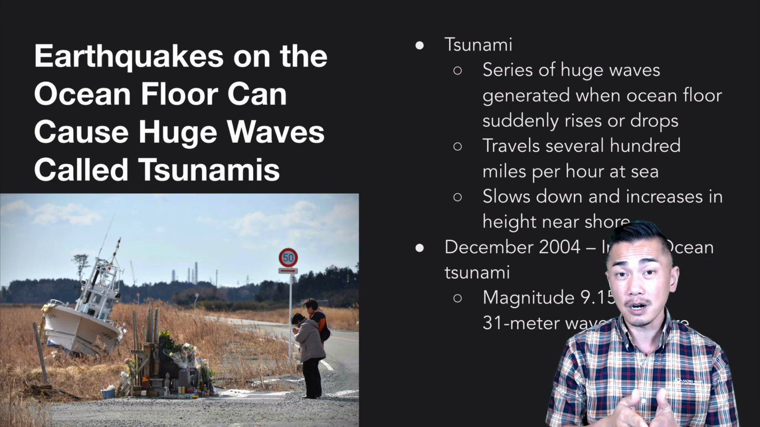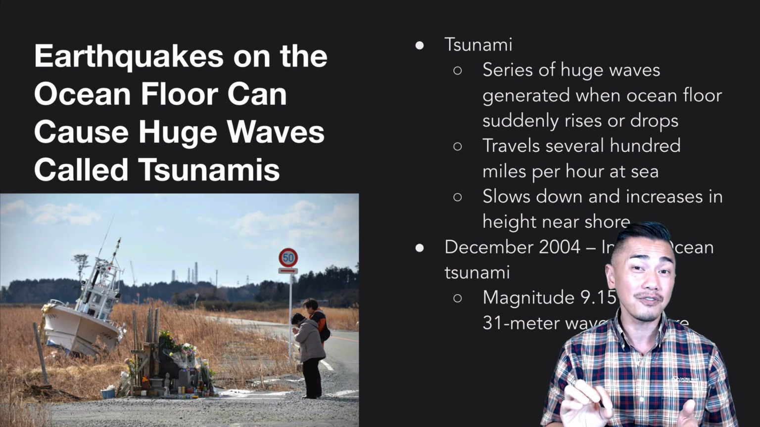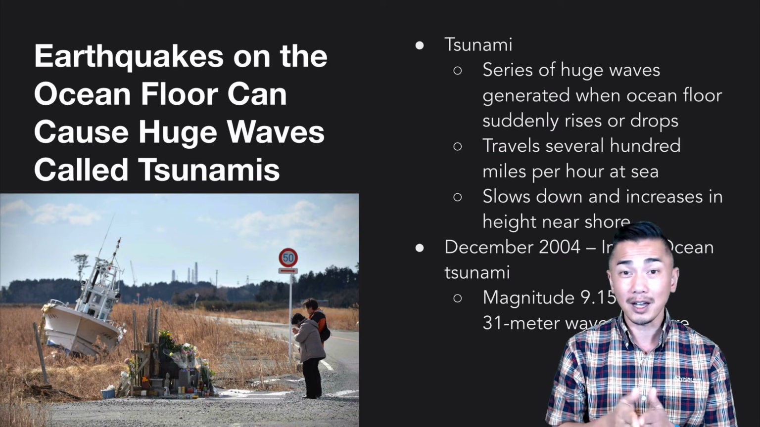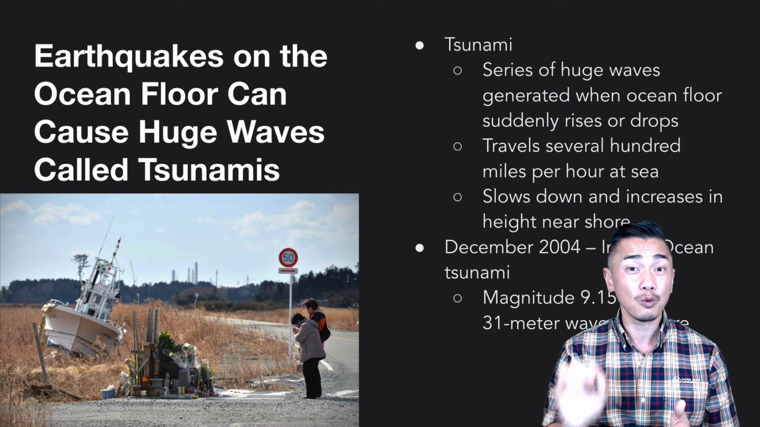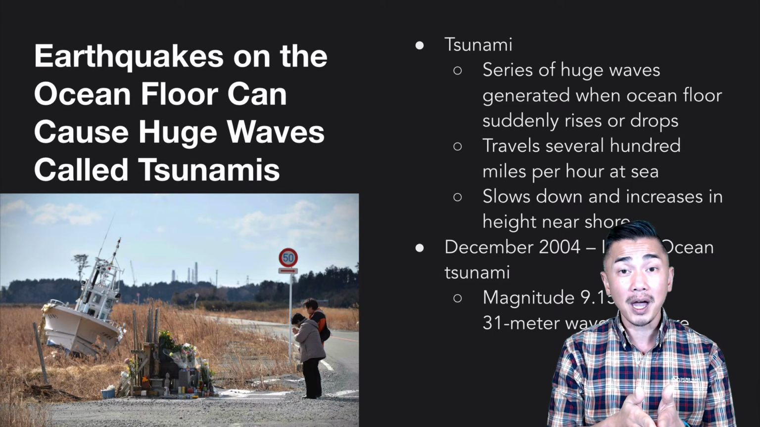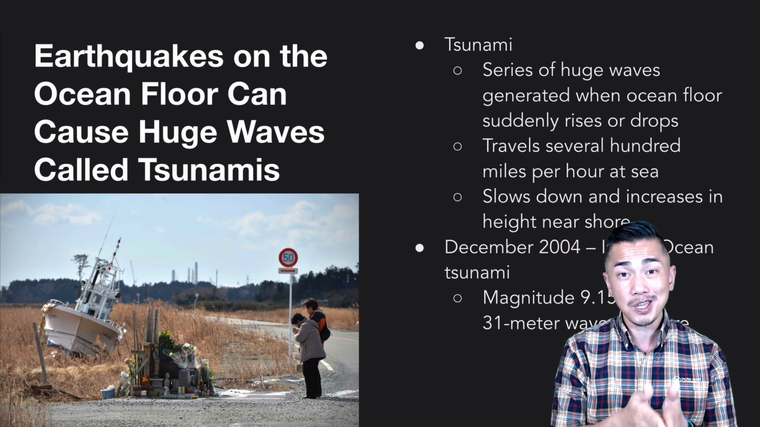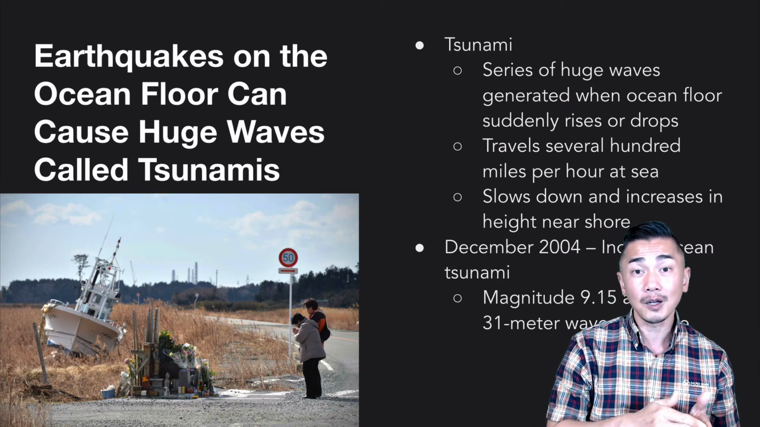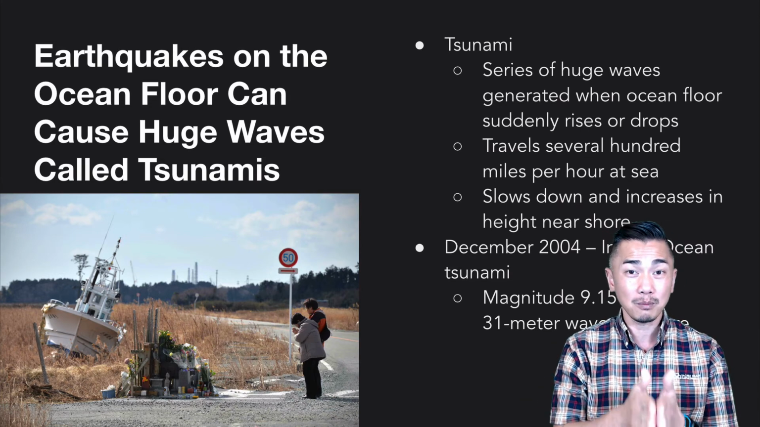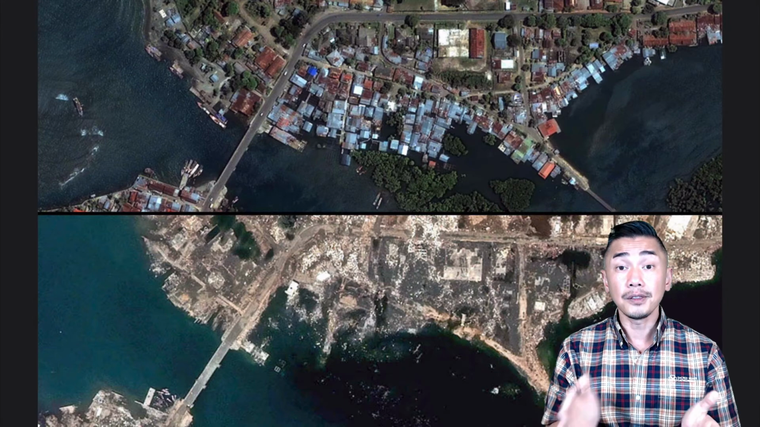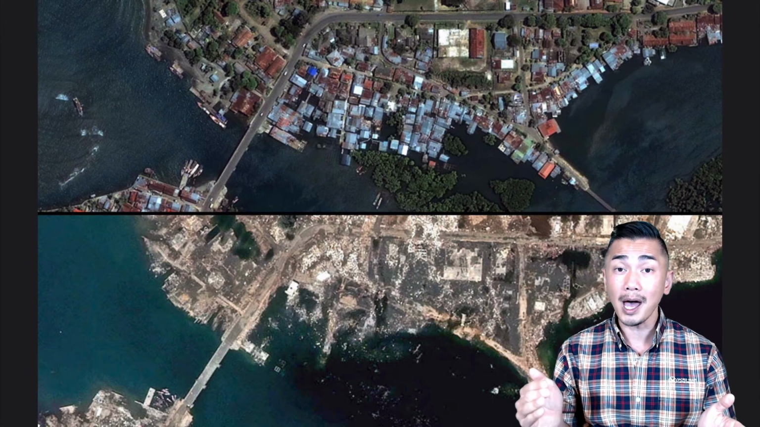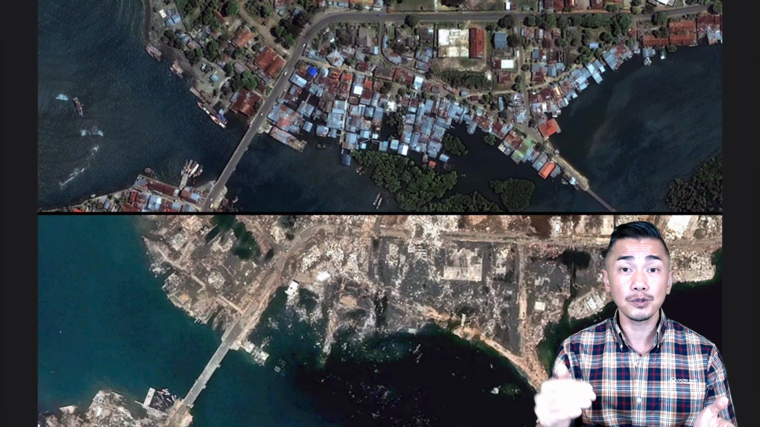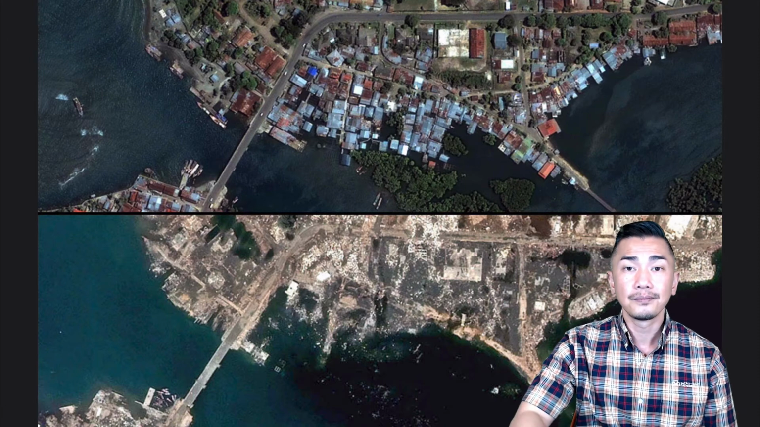A tsunami there was caused by a 9.15 magnitude earthquake that created 31-meter waves. The aftermath of a tsunami can be seen in the photo here in Japan, where a tsunami brought a boat in and caused many deaths, including the one being mourned. These two aerial photos show what happened before and after a tsunami in Indonesia.